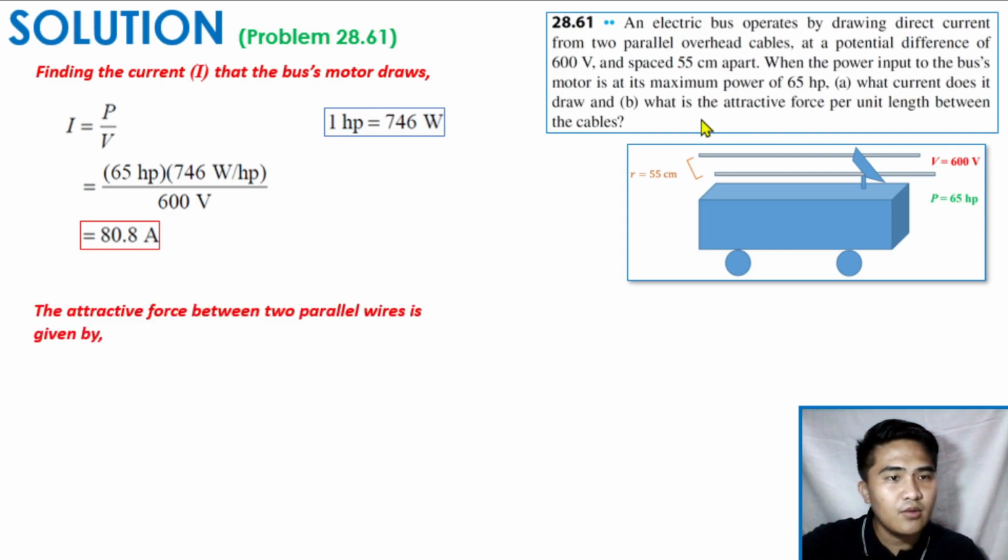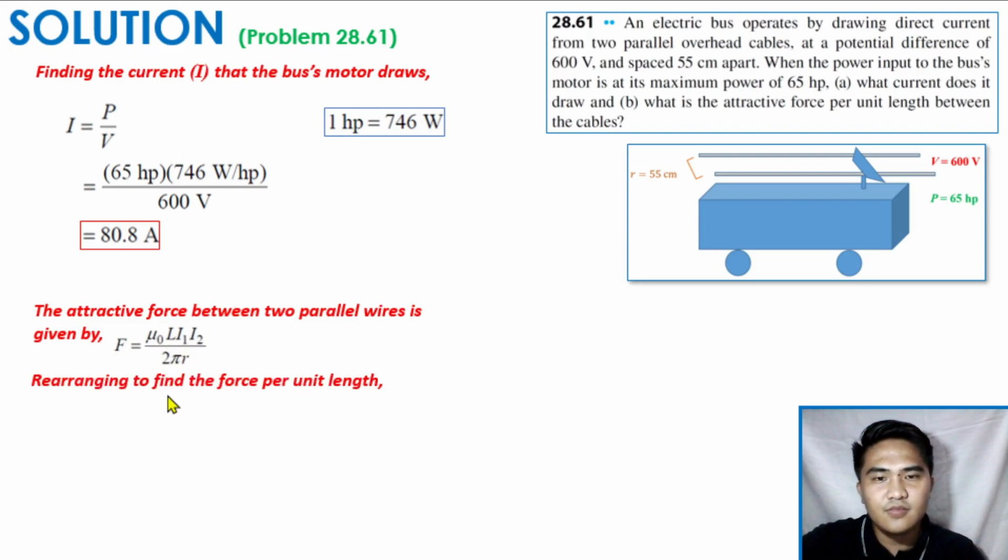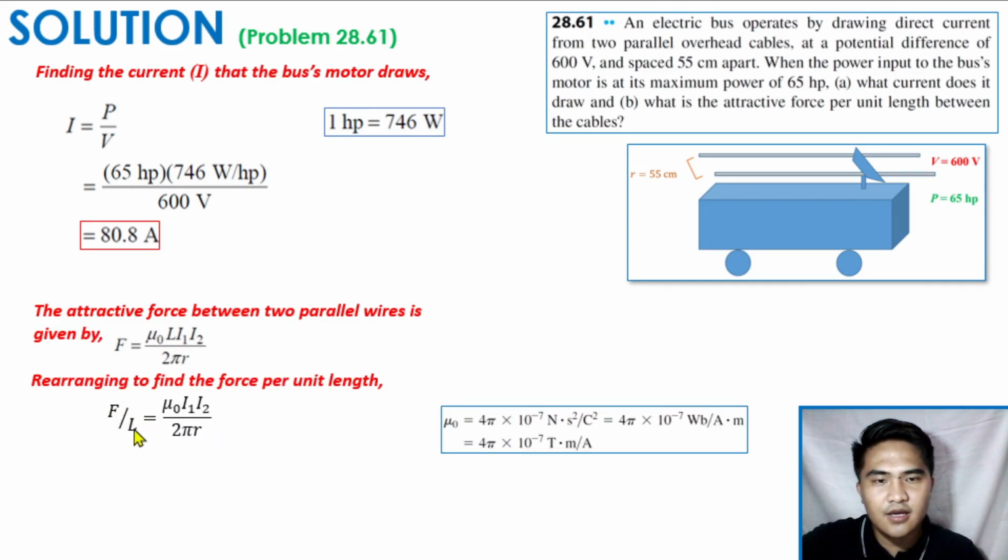For part B, we are asked to find the attractive force per unit length between the cables. Given the formula for two parallel wires, the force between them is the magnetic constant multiplied by the length, current 1 times current 2 over 2 pi r. Rearranging to find the force per unit length, that is equal to the magnetic constant times the product of the two currents over 2 pi r.